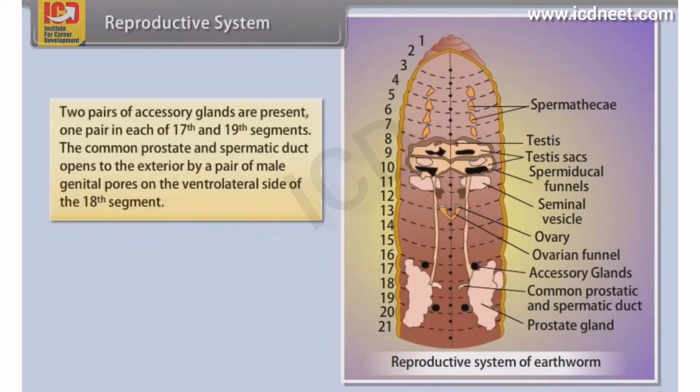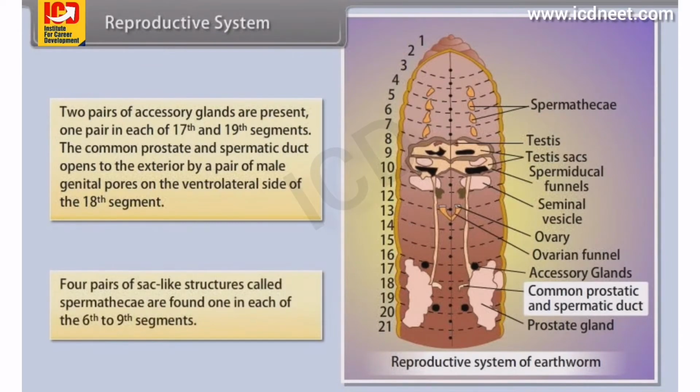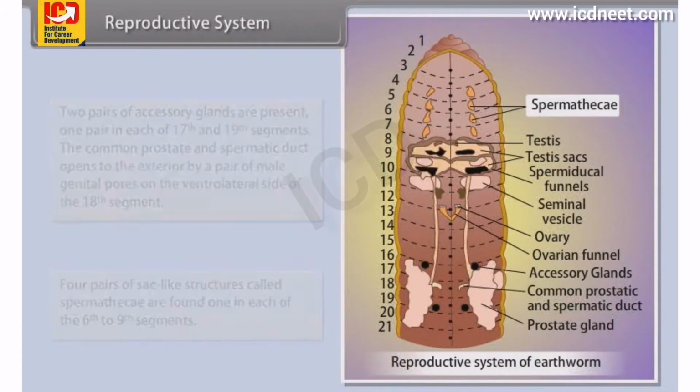2 pairs of accessory glands are present, one pair in each of 17th and 19th segments. The common prostate and spermatic duct opens to the exterior by a pair of male genital pores on the ventrolateral side of the 18th segment. 4 pairs of sac-like structures called spermathecae are found, one in each of the 6th to 9th segments.